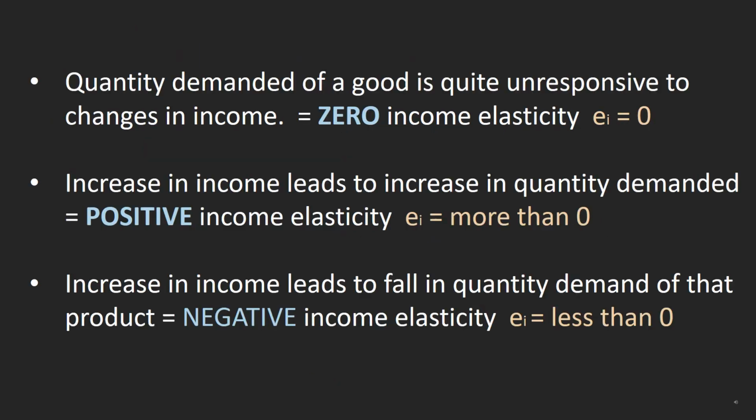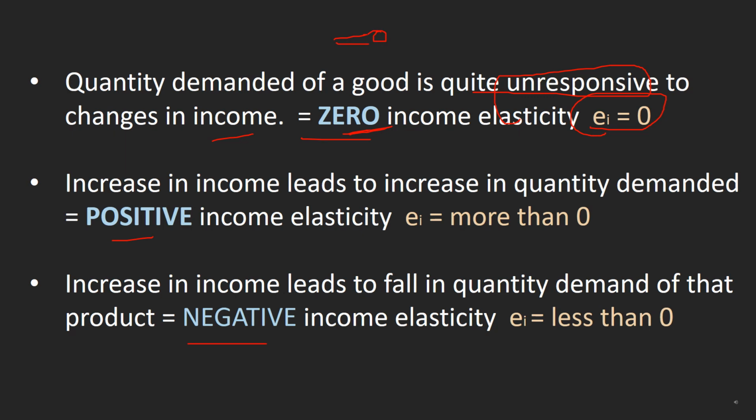There are three types of income elasticity: zero income elasticity, positive income elasticity, and negative income elasticity. So let's see one by one. Quantity demanded of a good is quite unresponsive to change in income. So this is zero income elasticity. EI is equal to 0. That is, change in income does not affect the demand. So that's why it is zero income elasticity.